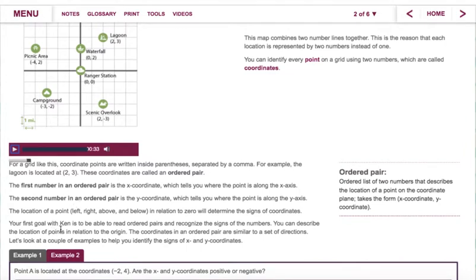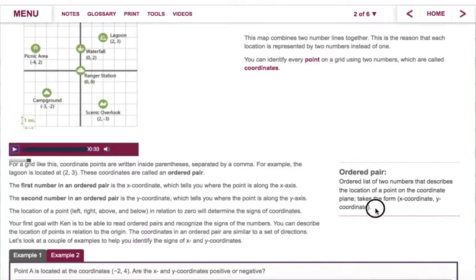Your first goal with Ken is to be able to read ordered pairs and recognize the signs of the numbers. You can describe the location of points in relation to the origin. Now the origin is right there in the center where the ordered pair 0, 0 is. The coordinates in an ordered pair are similar to a set of directions. Let's look at a couple of examples to help you identify the signs of x and y coordinates.